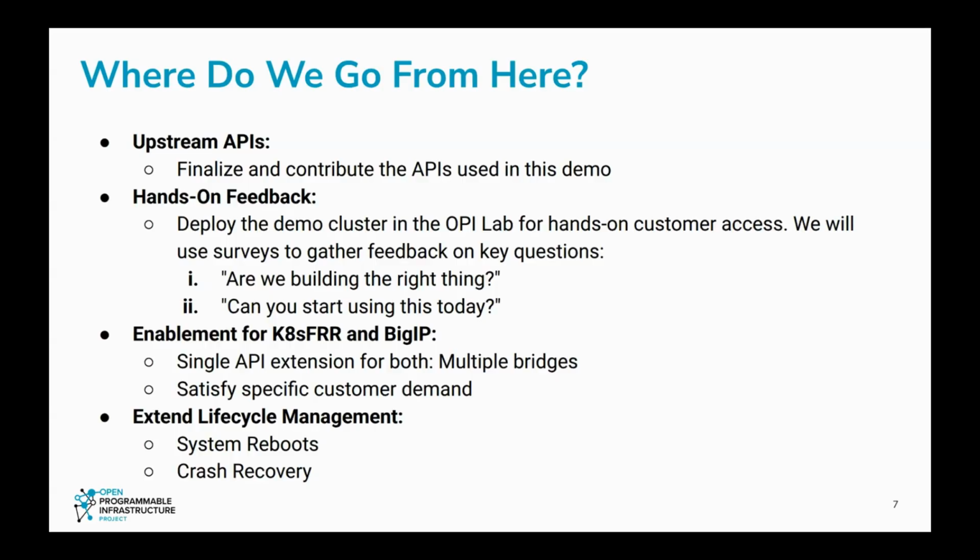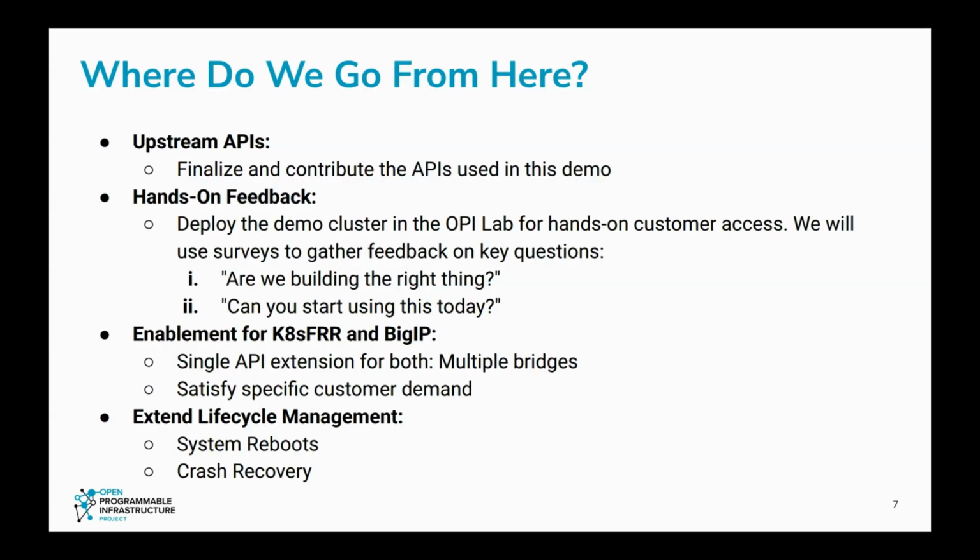The next one is enabling more use cases. The next use cases that we're looking at are Kubernetes FRR and Big IP, aiming to implement both by adding a single API extension into what we've built. If you really think it through, both could be enabled by using multiple bridges, and this is also what we believe should be implemented next. Especially since some customers are explicitly asking for Kubernetes FRR, this is definitely one of the things on our roadmap.